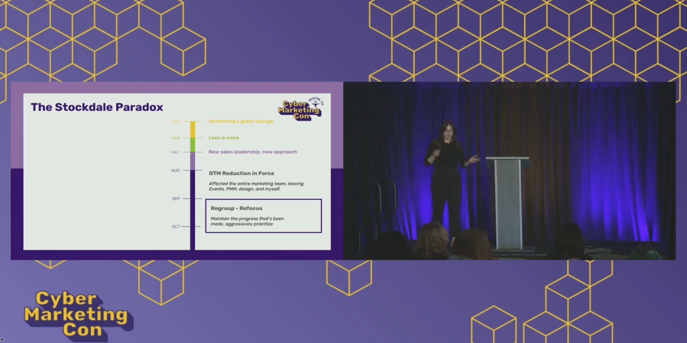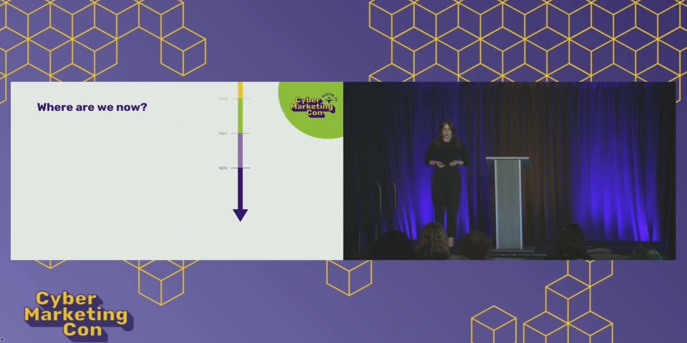So where did that leave us by September? We were really focused at this point on regrouping, refocusing, and thinking, okay, we have signal that this way of doing things is working. How on earth do we maintain it with a drastically reduced team? So where are we now? We still have really good alignment across the go-to-market team.